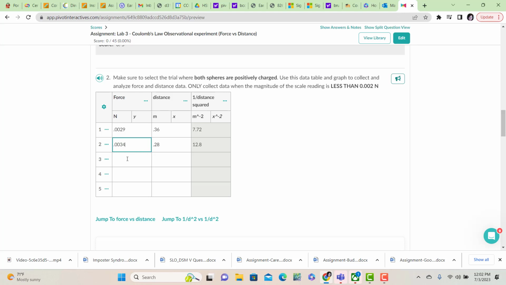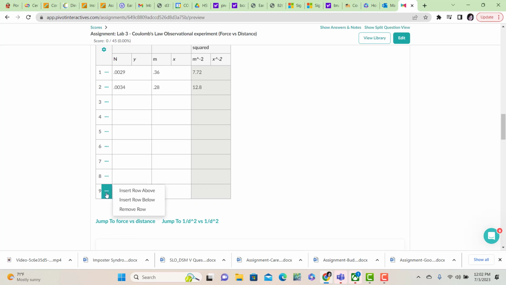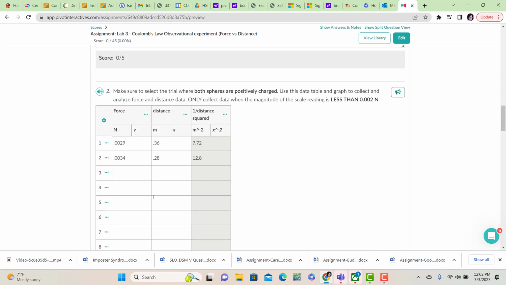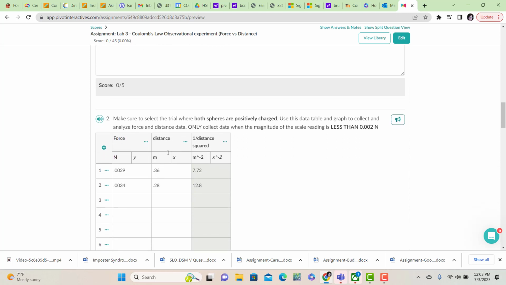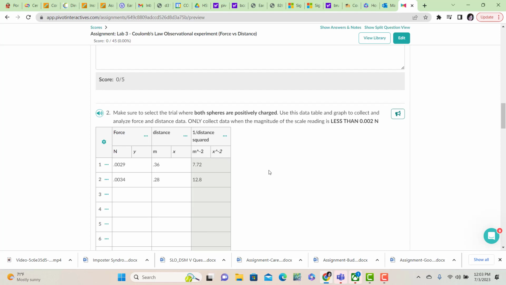So I'm just going to continue until I want a total of 10 points. So you want to make sure that you insert enough of these that you have 10 whole points, okay? And what you'll notice is that there's a column that's already calculated for you there, and that's fine. We'll talk about that in a minute.